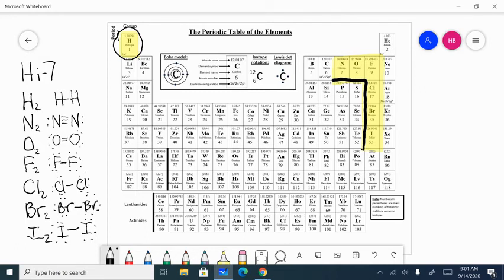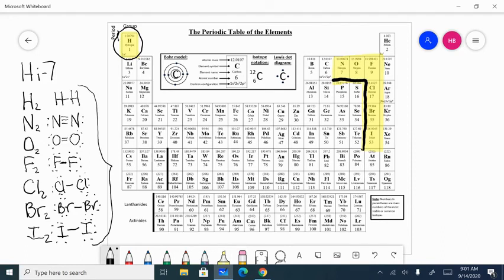Again, don't worry about the bonding piece to it yet. I just wanted to add that on there. You should have learned the basics of it first year, but I don't expect that much of that stuck. So here are our 7 diatomic elements.